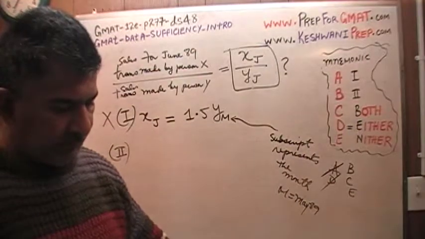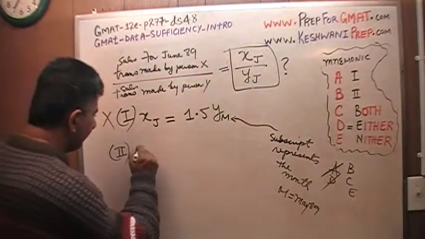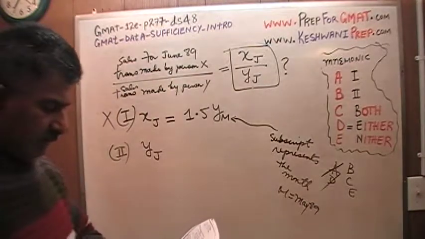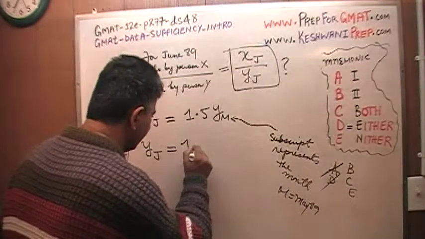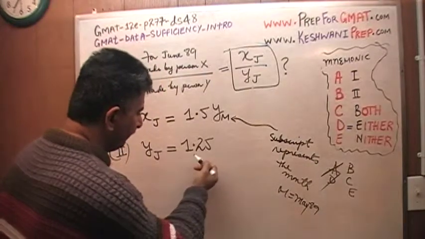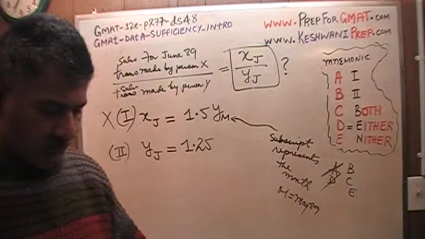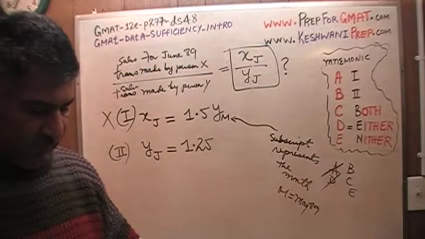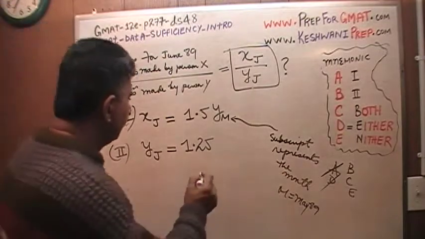In June of 1989, salesperson Y made 25% more. That means this is 1.25 times whatever the other quantity is, however they're going to finish the sentence. Made 25% more sales transactions than in May of 1989.